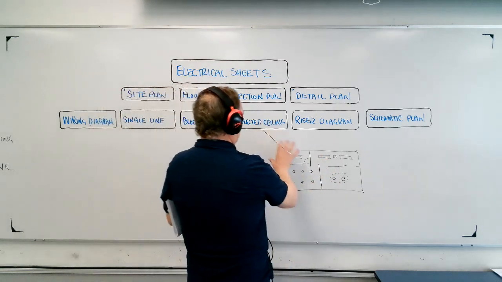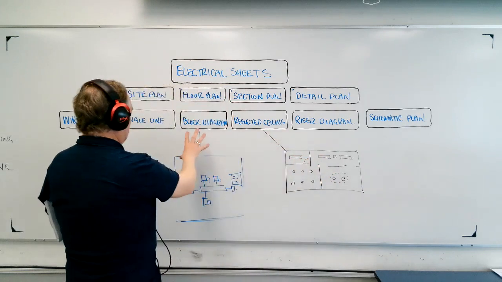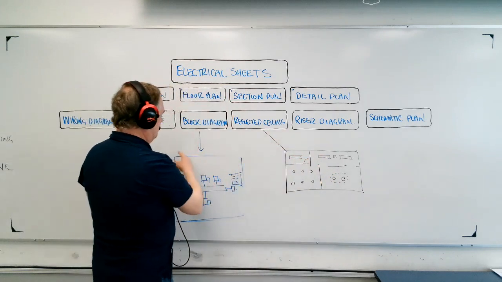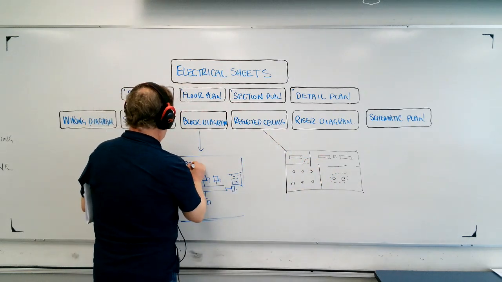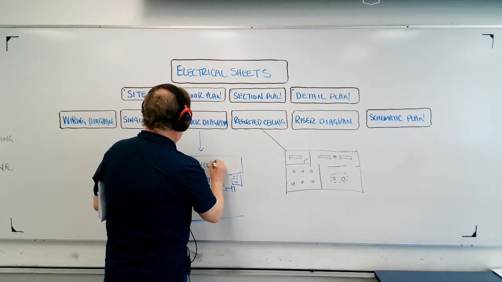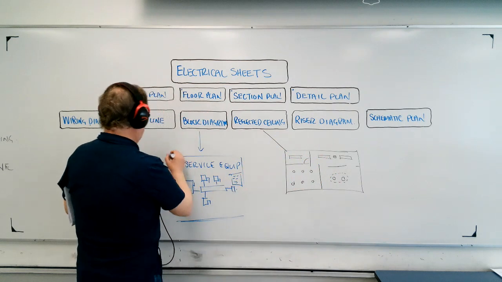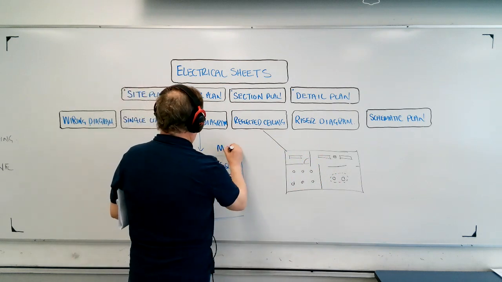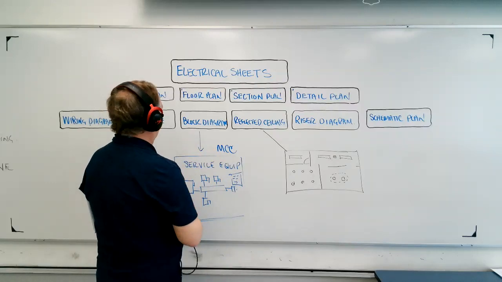So the reflected ceiling plan is primarily a lighting plan, okay? And the block diagram is normally primarily a service equipment type thing. This is where you see it the most often. Service equipment, or it could also be MCC. So if you have a motor control center, you'll also see it used for that, okay?